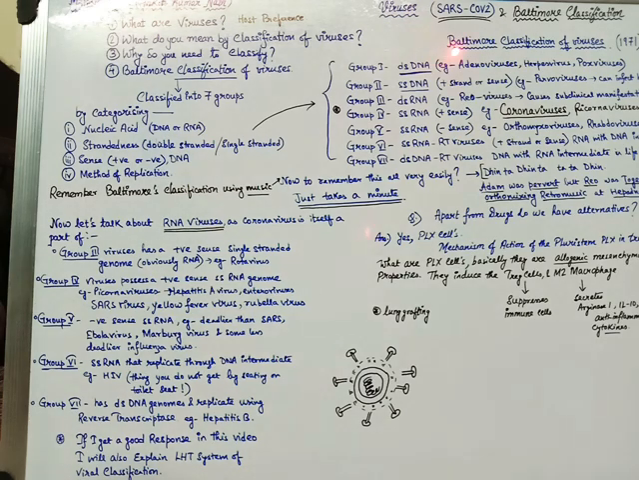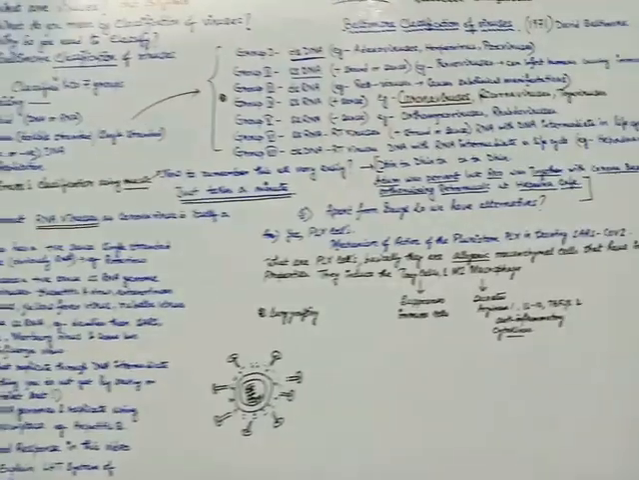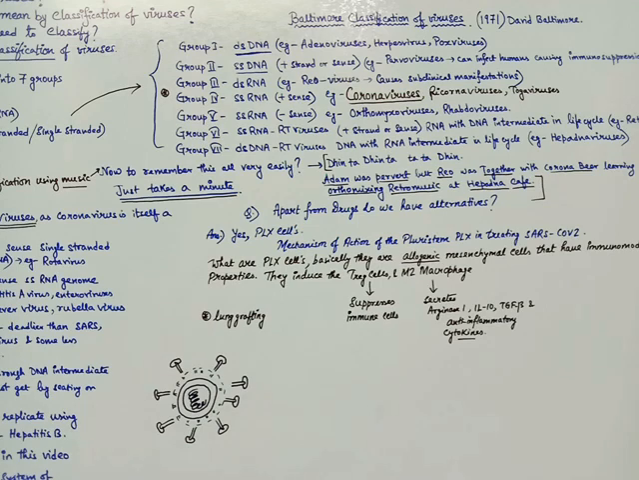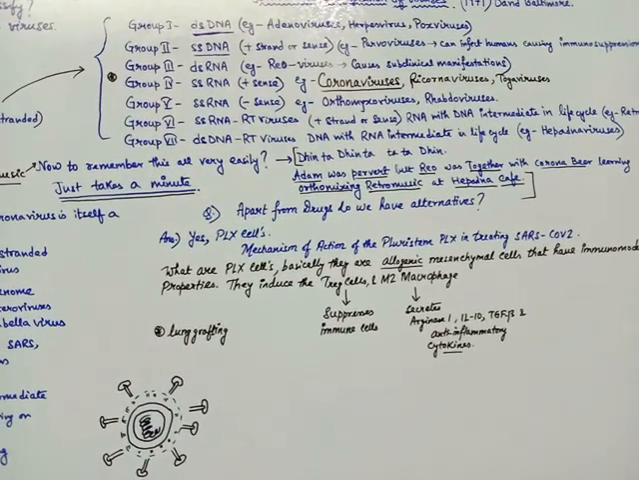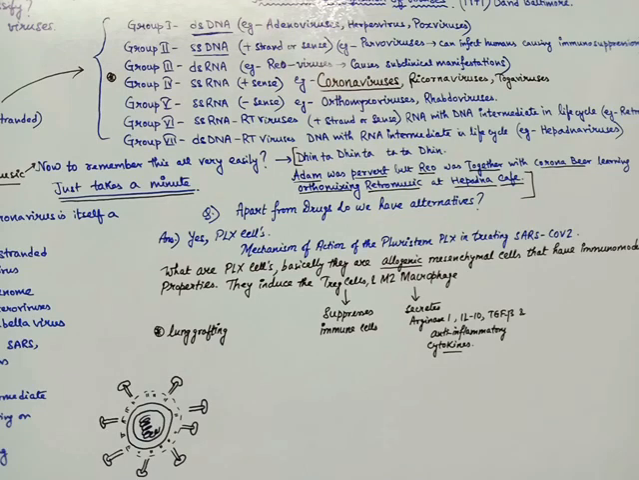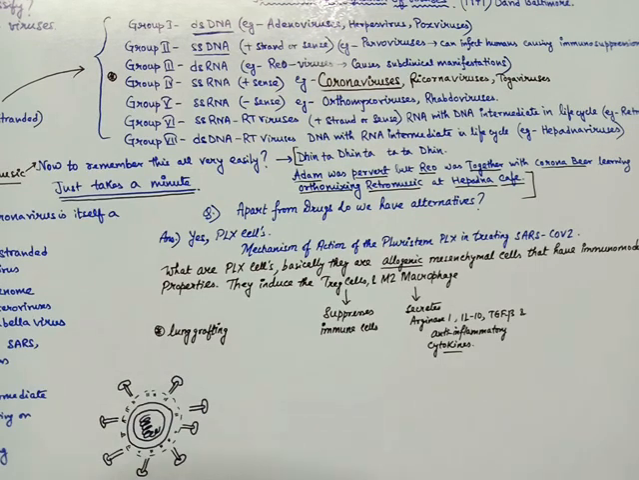So we have here the Baltimore classification of viruses, in accordance with the 1971 model by David Baltimore. We have the group 1 viruses. Let me get my camera a bit closer. I hope you can see it. The group 1 viruses are basically double-stranded DNA viruses, like the adenovirus, the herpes virus, the pox virus. So we have these viruses over here which are under group 1, and they have double-stranded DNA.